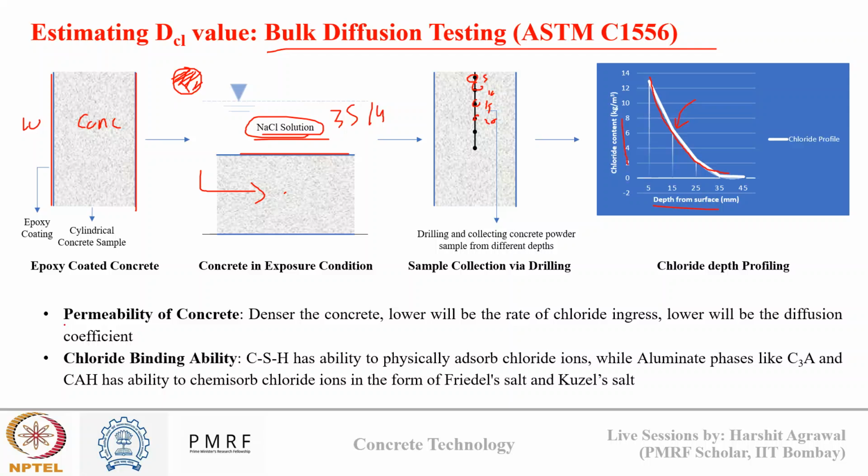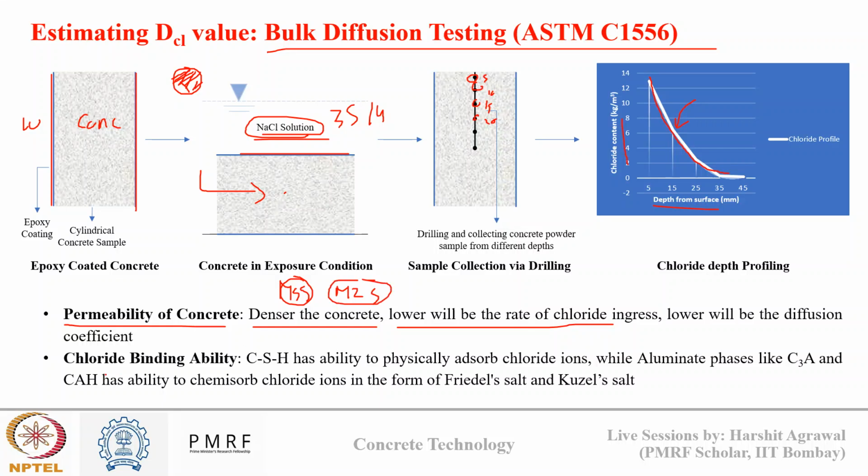So how can concrete influence the DCl value? It depends upon the permeability of concrete. If I have a denser concrete, suppose an M55 grade concrete and an M25 grade concrete, the M55 grade concrete is denser in nature, so the rate of chloride ingress through it will be lower. The diffusion coefficient of chloride ions in M55 grade concrete will be smaller compared to M25 grade concrete.